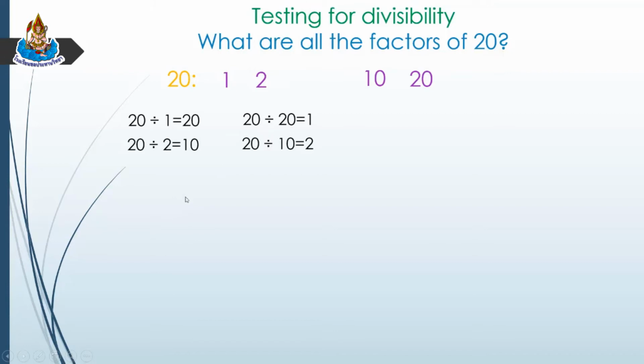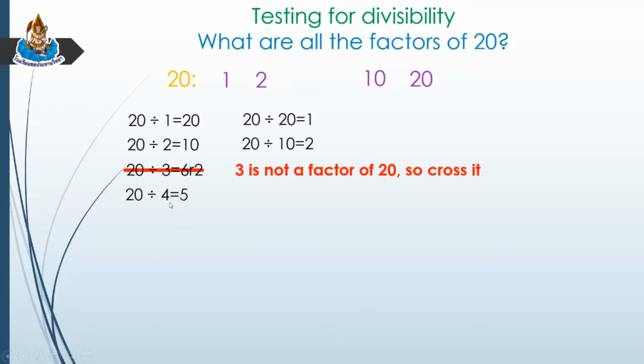Let's try 3. No, if we divide 20 by 3, we will get 6 and remainder 2. So 3 is not a factor of 20. So let's cross it out. Now let's try 4. 20 divided by 4 is 5. So both 4 and 5 are factors of 20.